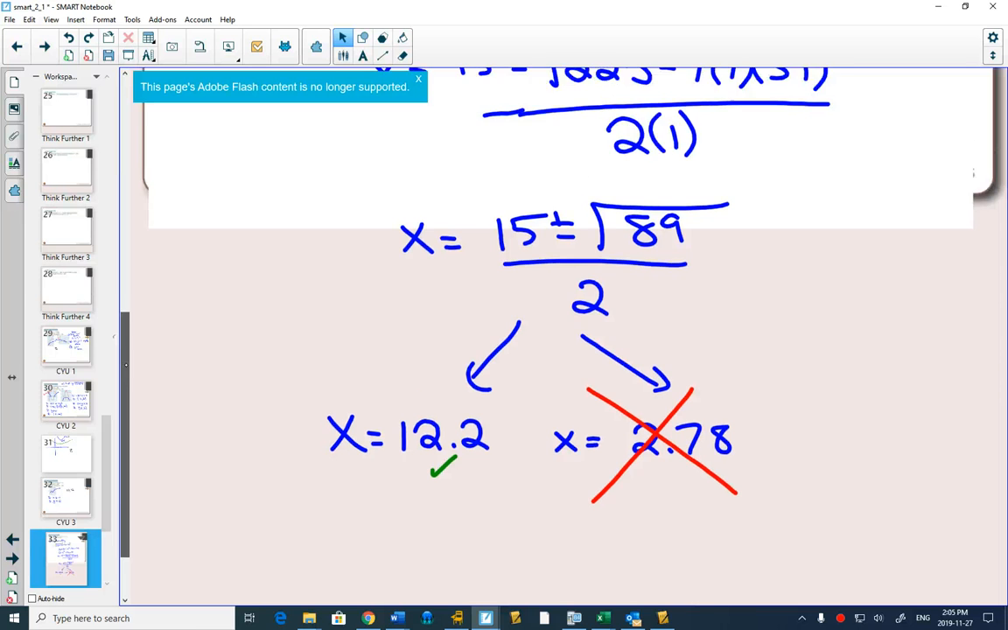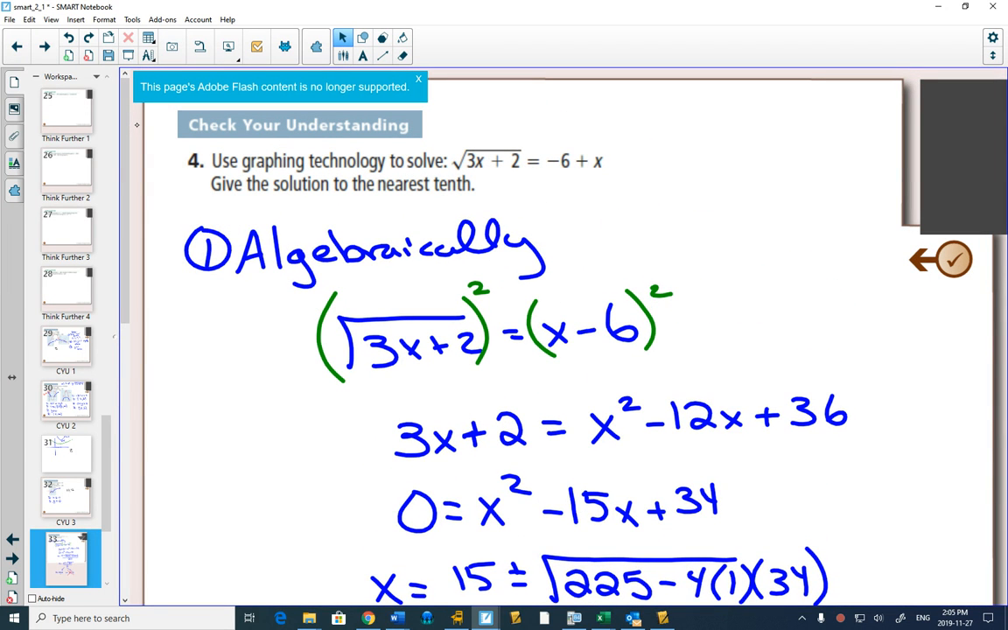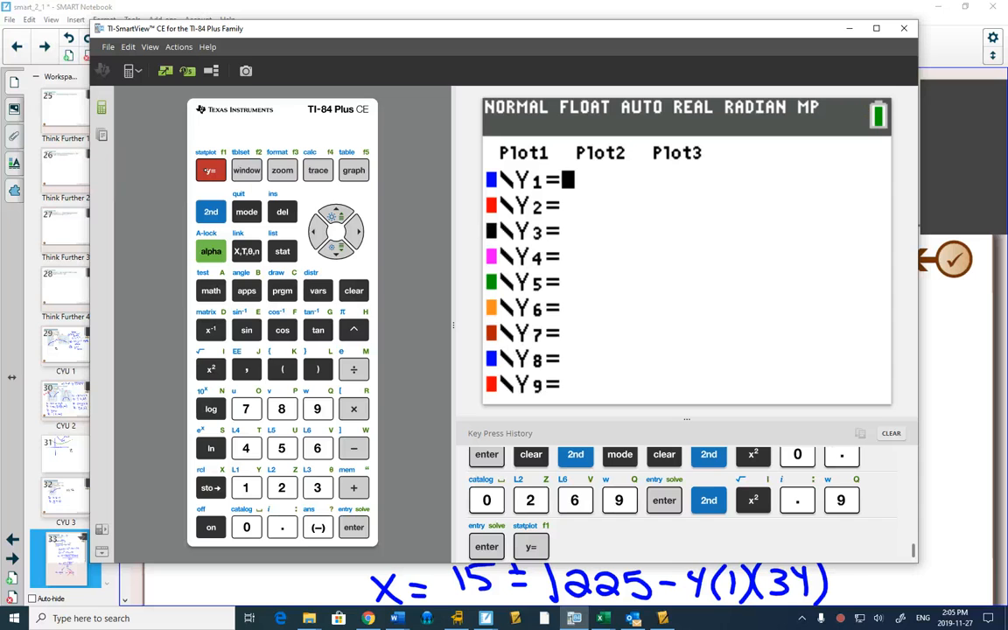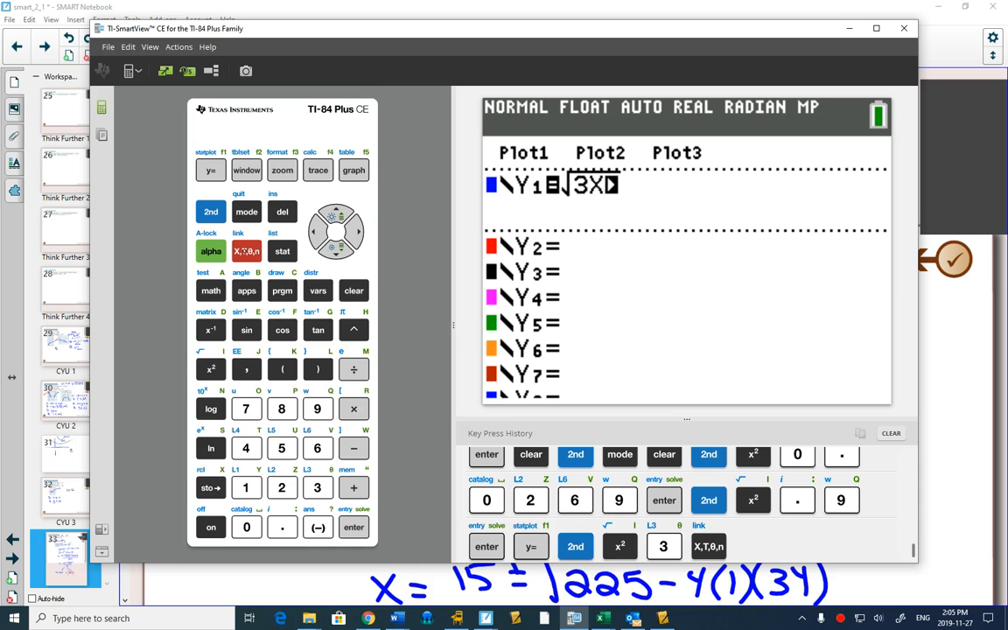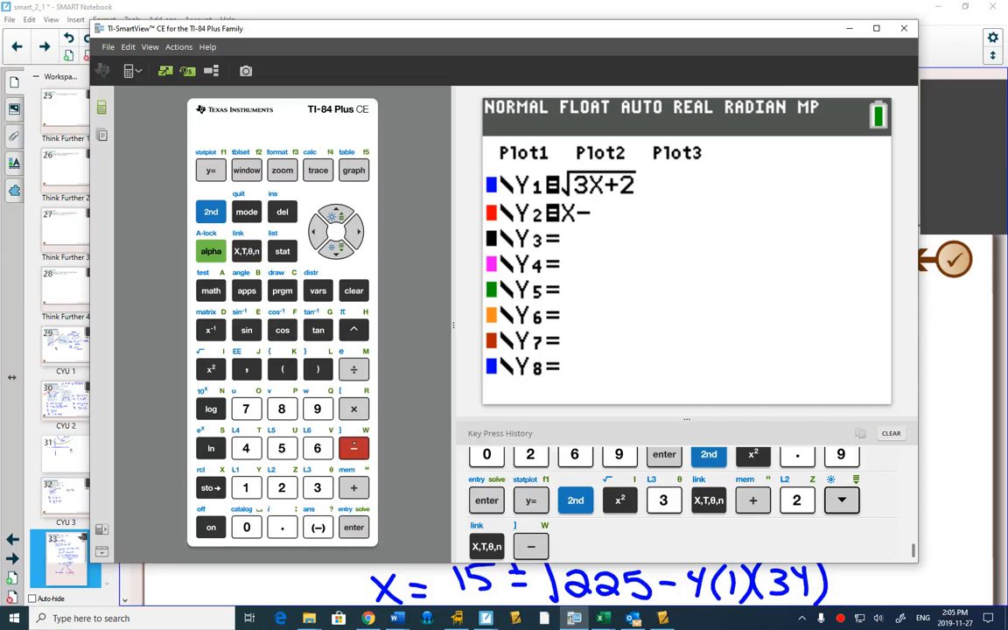How can we use, again, a graphing calculator is very nice because it gives us a way of checking to see if we got an answer right. So how can we use a graphing calculator here? Well, you could type the left-hand side into y1, the right-hand side into y2. What would that look like? Square root of 3x plus 2 into y1, and negative 6 plus x, or x minus 6 in y2.